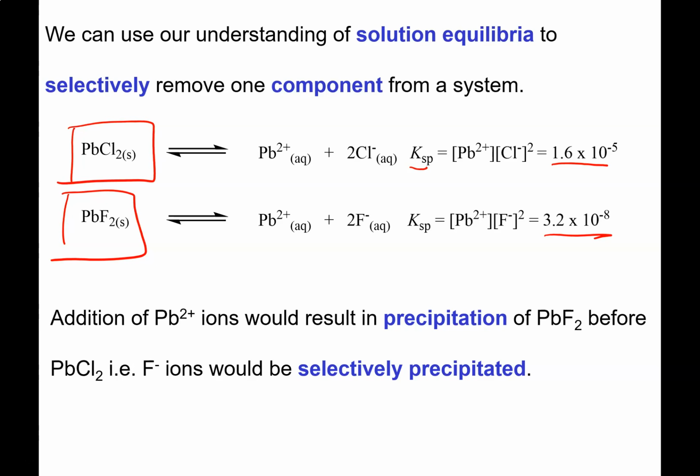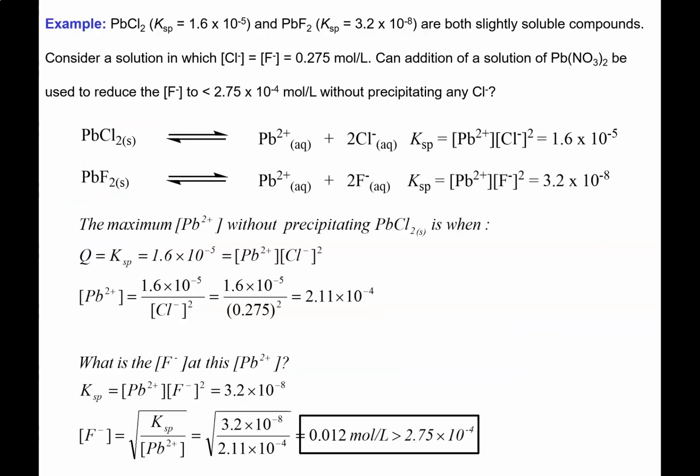So if I had a mixture of chloride ions and fluoride ions that had the same concentration, and then I add lead to it, what I would expect to see is that lead fluoride will get precipitated before lead 2 chloride, because lead 2 fluoride is just so much less soluble. This could be a mechanism for removing fluoride ions from a mixture of fluoride and chloride ions. We could selectively precipitate the fluoride ions, which is kind of cool.